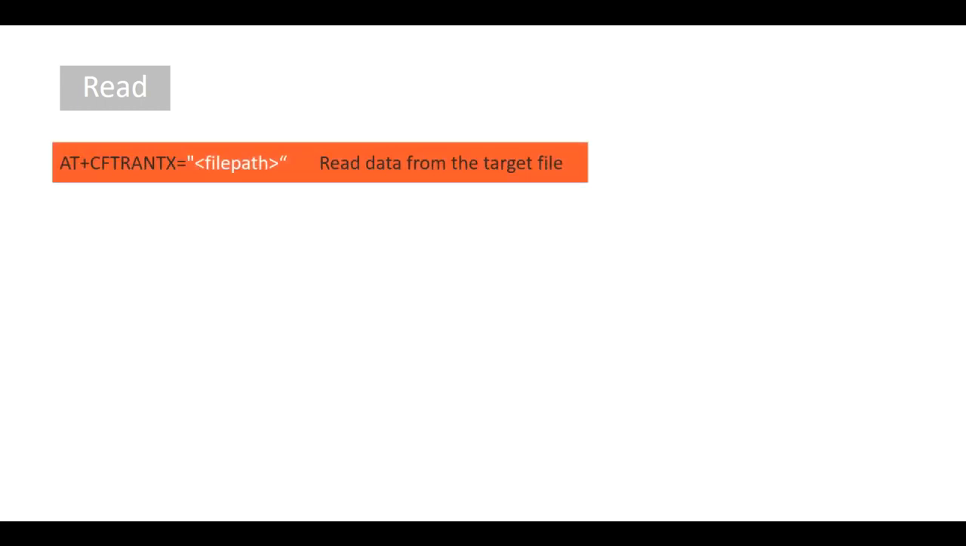Now I'm going to read the 12 bytes of data which I already wrote in the file. To read the data from the file, I'm going to use the CFTRANTX command. This command receives one parameter, which is the path and the name of the file. This is how the command looks. I'm using drive D and the file name. So the output has to be the data which we already wrote in the file, which is test content. Let's implement it on the real development board.